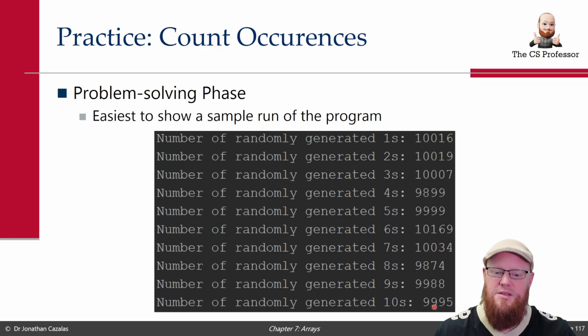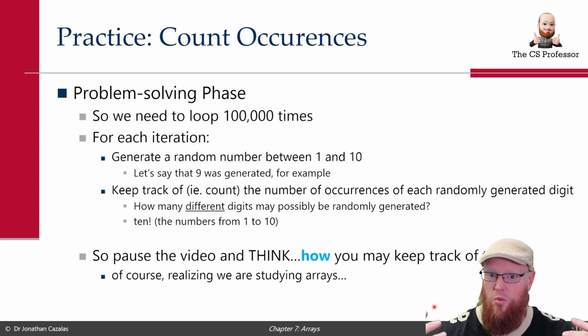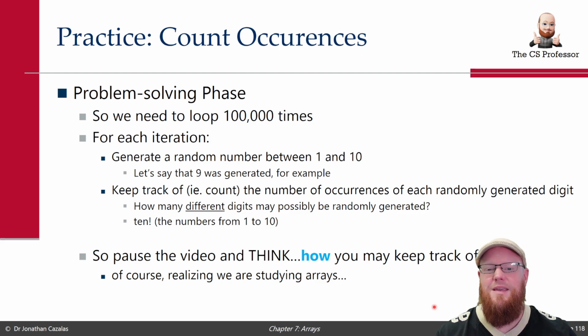So think about this, that we're generating 100,000 numbers, each between 1 and 10, and we're counting the occurrences. We should get around 10,000 of each, right? And that's exactly what you see here. So again, we're going to do a for loop. It's going to loop 100,000 times. Every iteration, we need to generate this random number between 1 and 10. And we need to keep track of how many times we generated an 8, how many times we generated a 4, a 3, and so on.